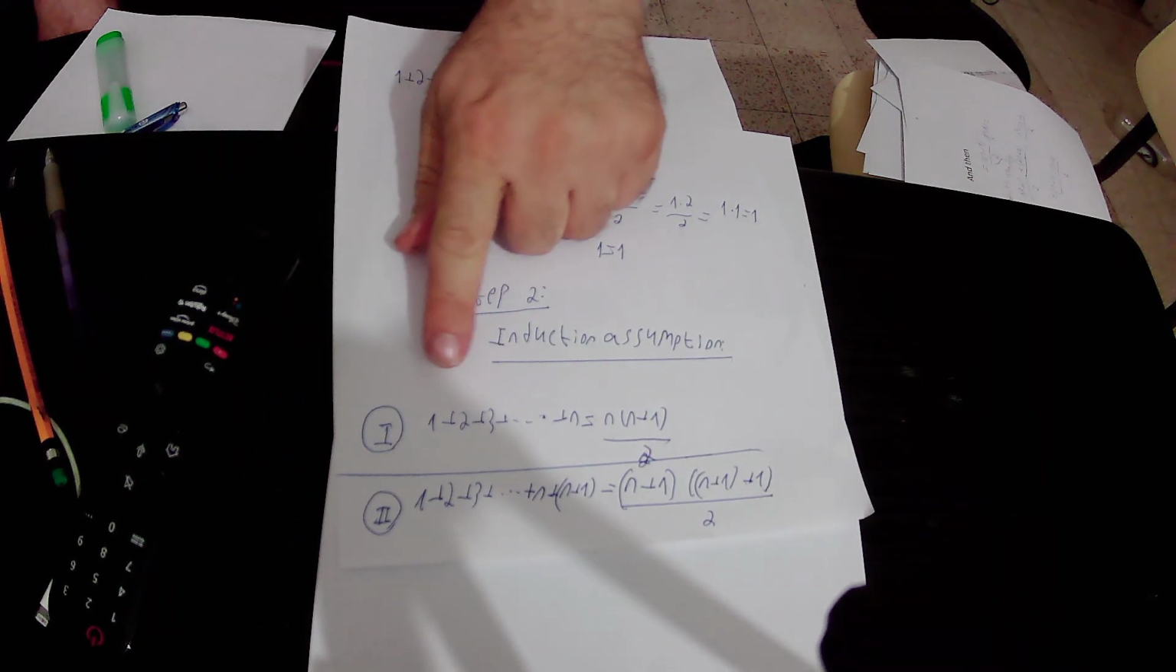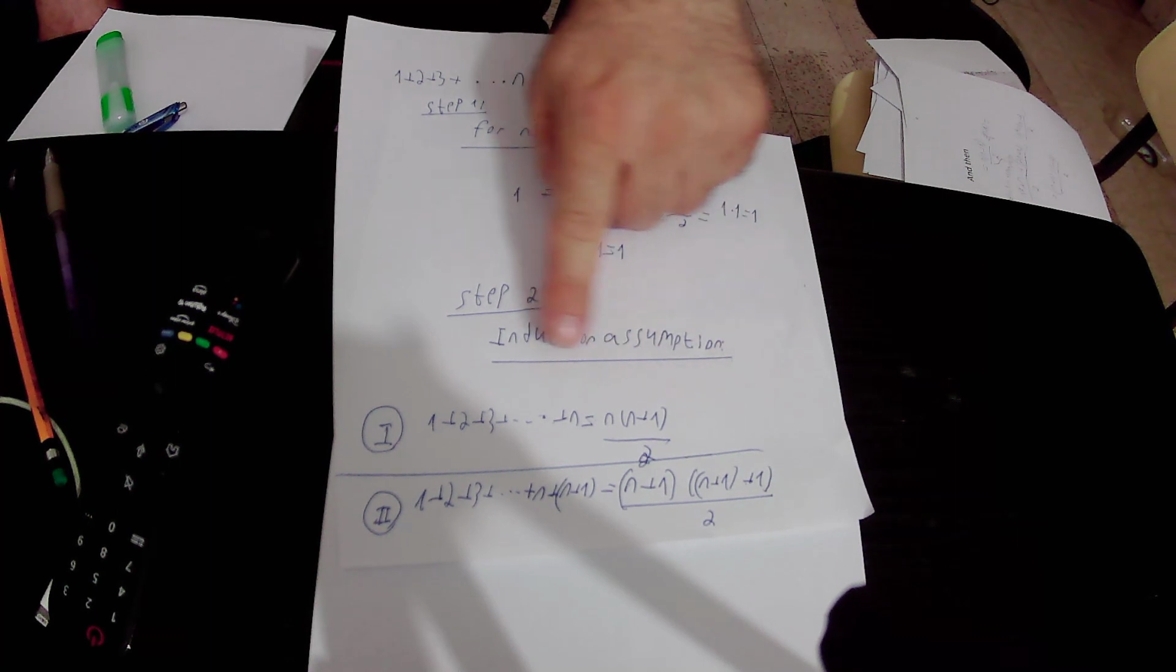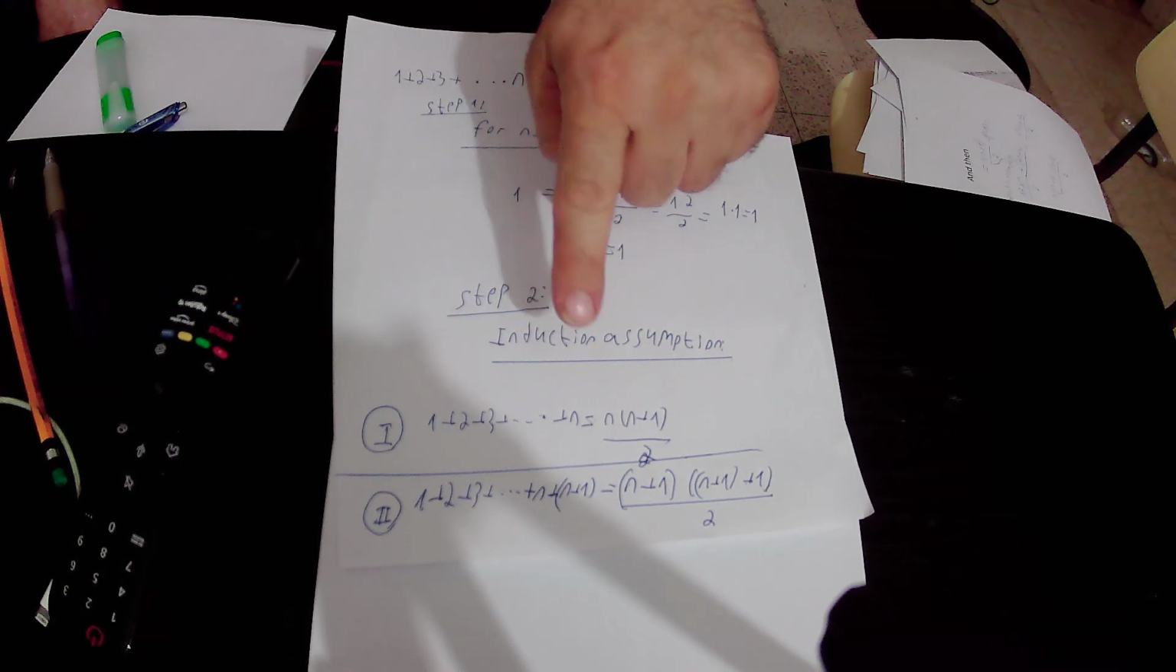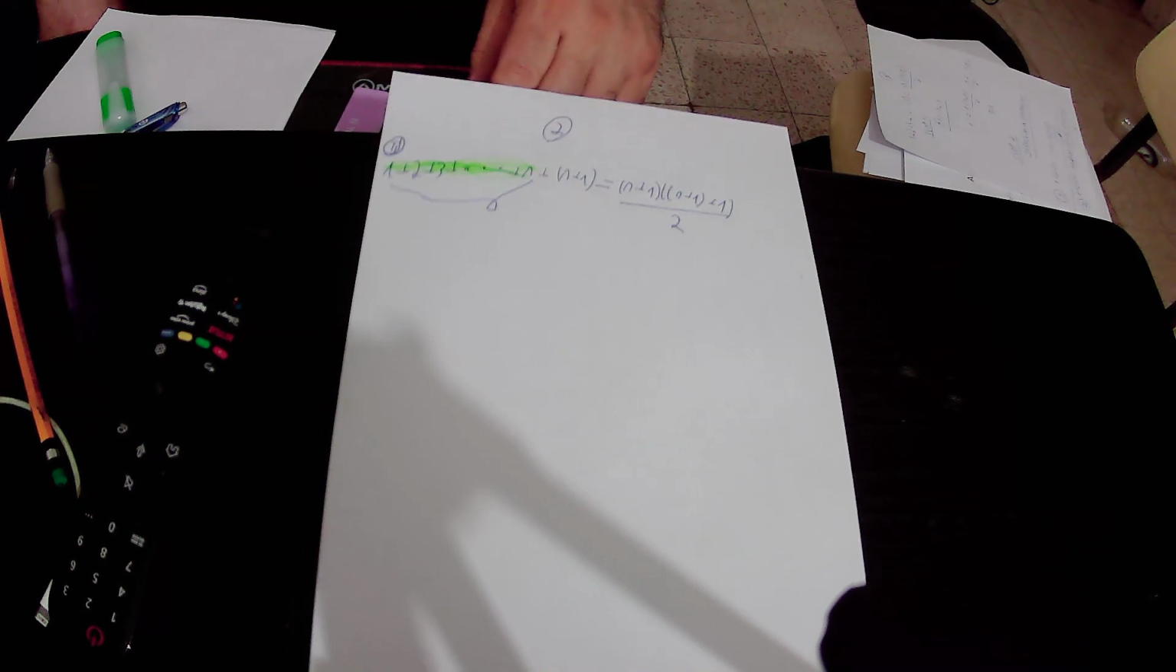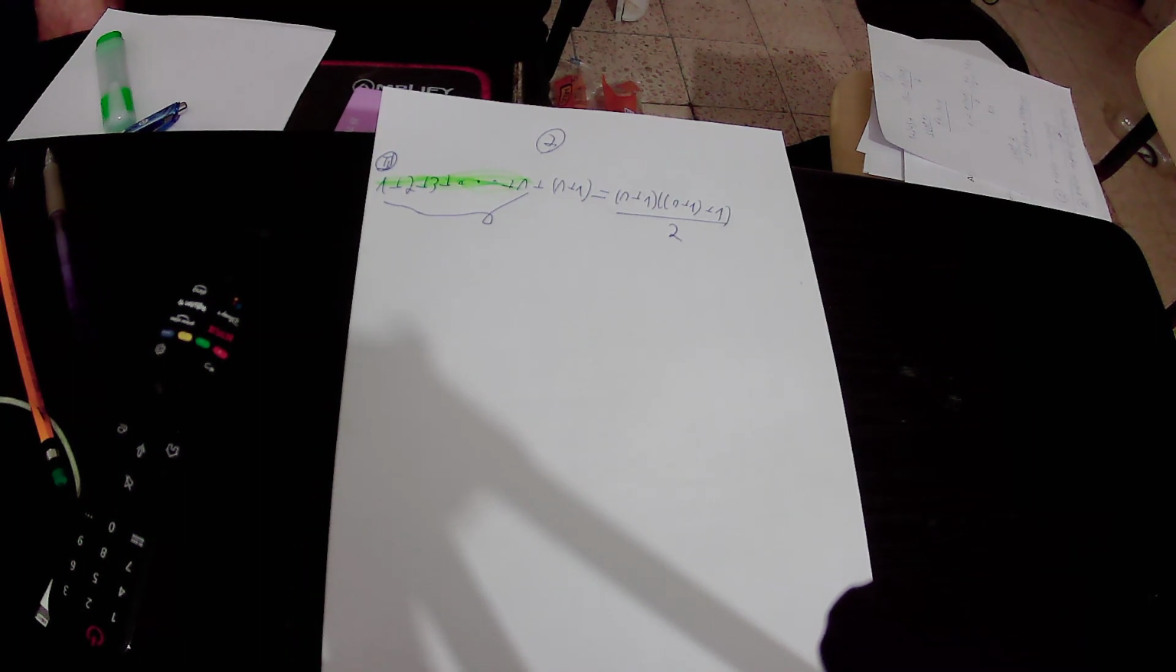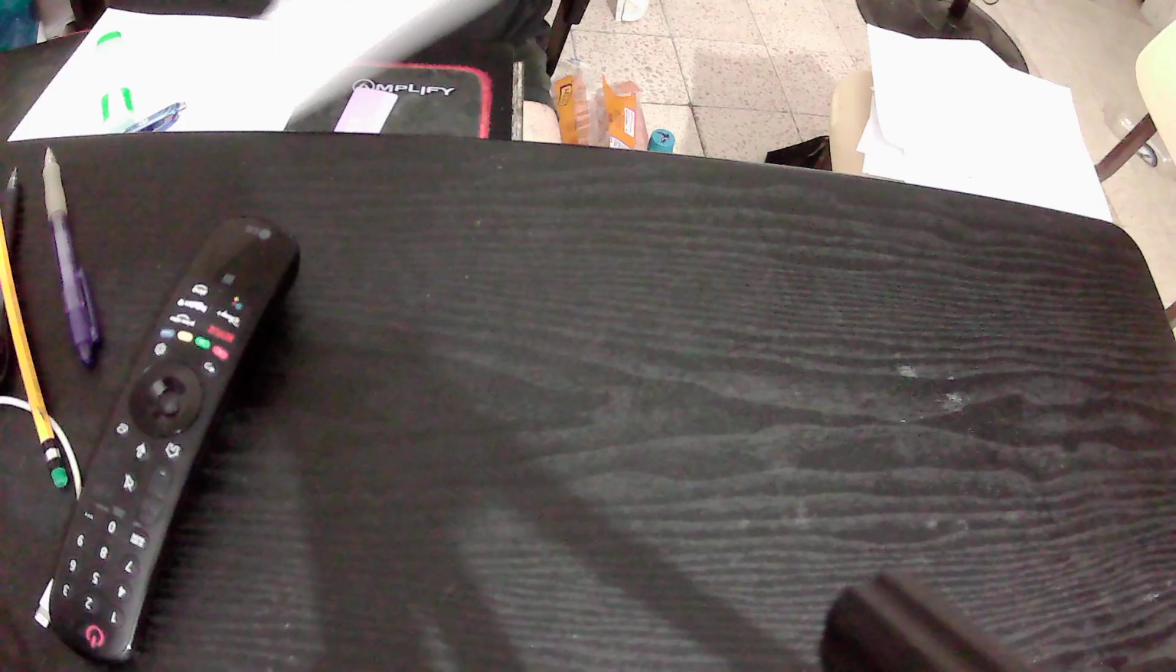We assume that this equation is true: 1 plus 2 plus 3 plus n equals n times n plus 1, all divided by 2. Because we assume that the claim is true for n, that is the reason that we can substitute this expression in the green color by n times n plus 1 all divided by 2. Okay, so we will substitute it.